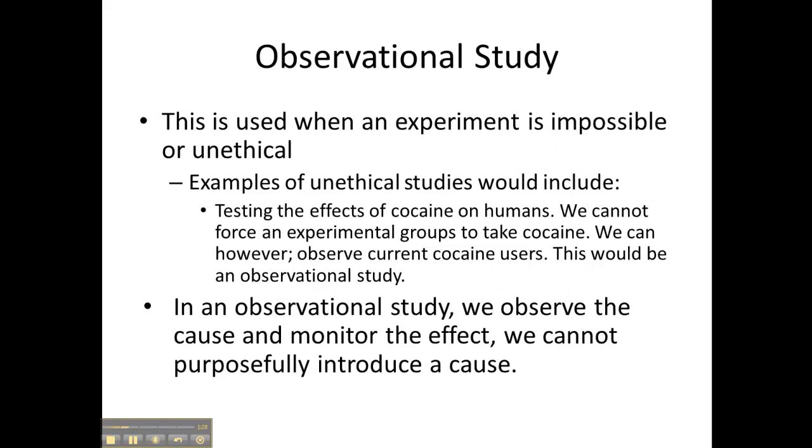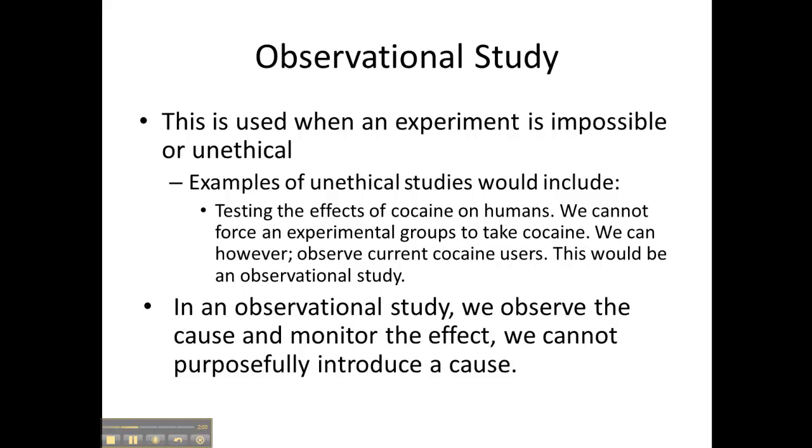In an observational study, this is where we can't actually introduce that cause because it's unethical or impossible. So we have to think a little bit outside the box, look a little harder for our subjects. For example, testing the effects of cocaine on humans would be very unethical, to have an experimental group where you gave them cocaine and a control group where you didn't.